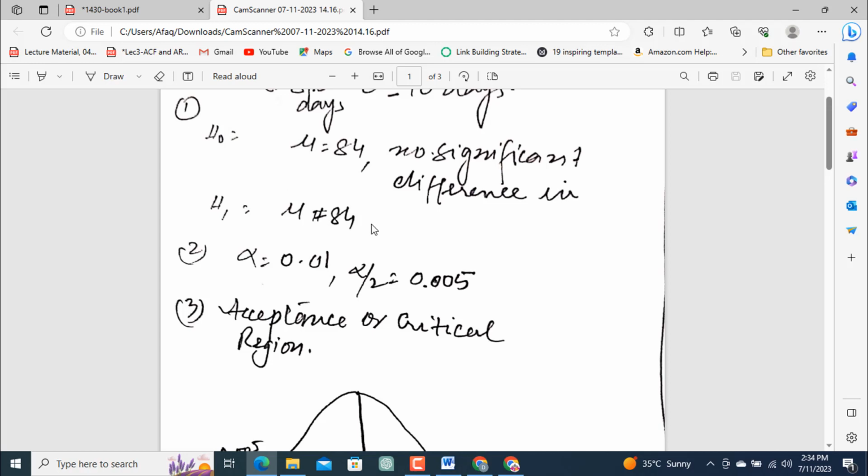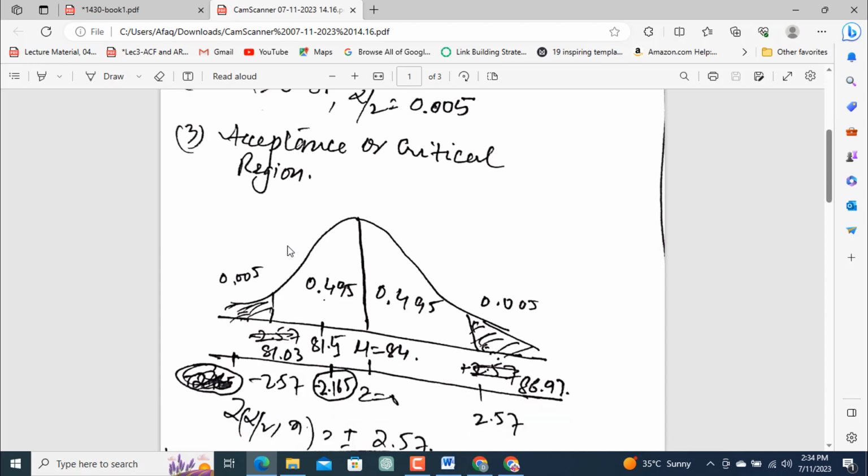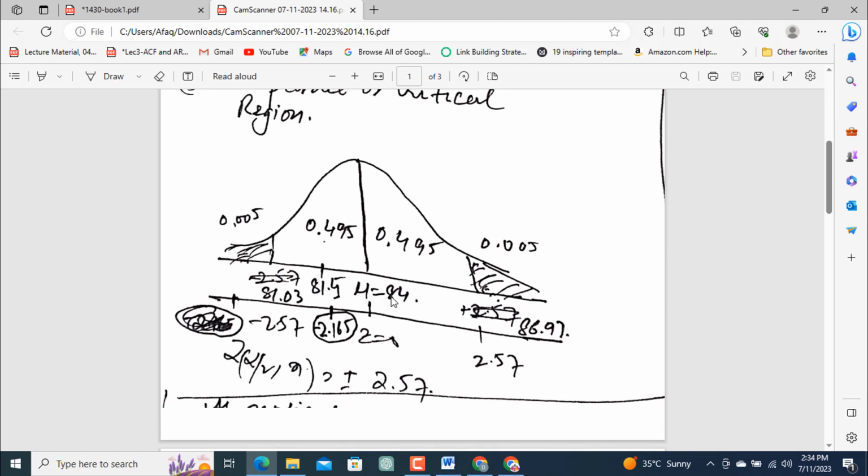Now I am going to solve task B, which also starts from point 1. So include point 1 in part B as well. The second step is defining the level of significance. Alpha is equal to 0.01, and as it is a two-tailed test, it will be divided by 2 to give 0.005. Now we are going to find the critical region for this data set. Look at this, mu is equal to 84 and half is 0.5 and half is 0.5. So here the area is 0.005 and 0.495, same here.